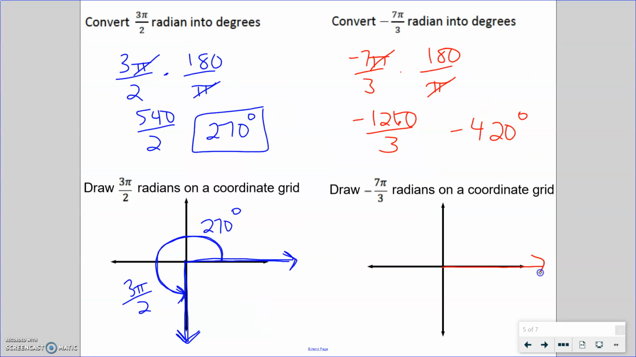So here's my initial side. I want to go the other direction. So here we go. Here's negative 360. So here will be negative 420. Okay, negative 420 degrees, or negative 7 pi over 3 radians, however they want you to label it.